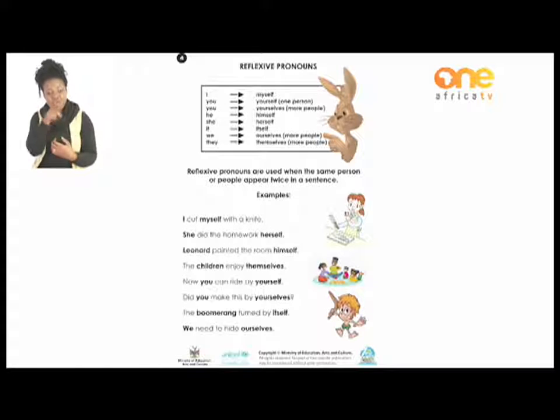He. When we are referring to he as a reflexive pronoun, it becomes himself. She. When we refer to it as a reflexive pronoun, it becomes herself. It. When we refer to it as a reflexive pronoun, it becomes itself. We simply means we are in a group, we are many. So it becomes ourselves, and they becomes themselves.